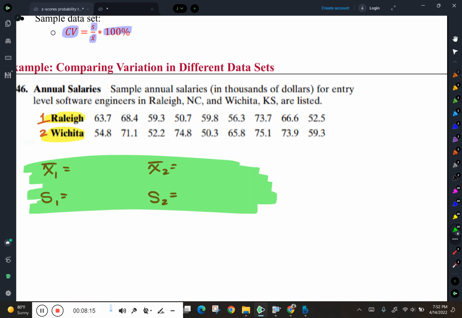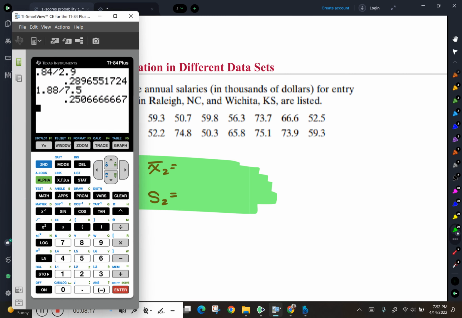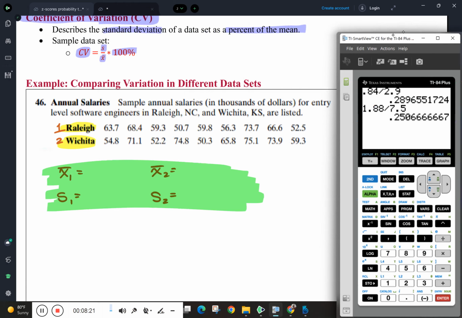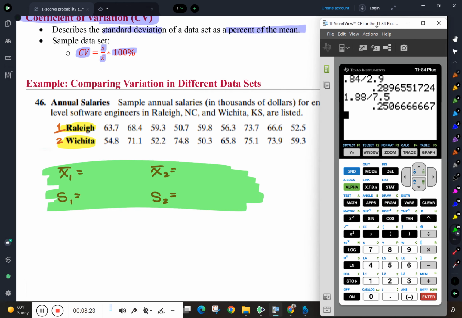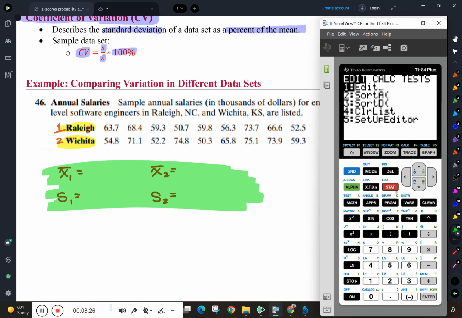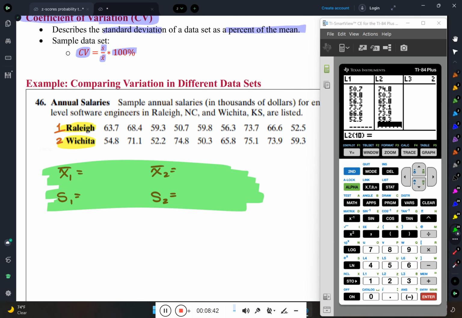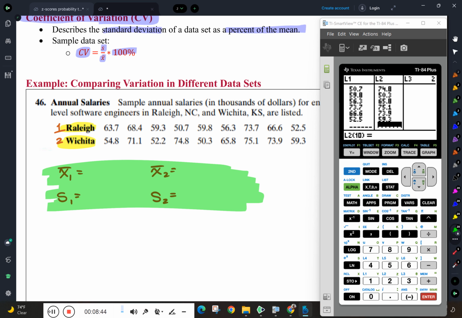Now, before I can do anything, I got to get that data into my calculator. So let me make this a little smaller and drag my calculator over here so it'll fit. Now I'm going to put that data in my calculator. So stat, edit. I don't need this stuff anymore, so let's go ahead and clear it out. Data set 1 is Raleigh, so 63.7. This is going to take a while, so I'll pause the video and come back with it typed in. All right, welcome back. Got all my data put in.